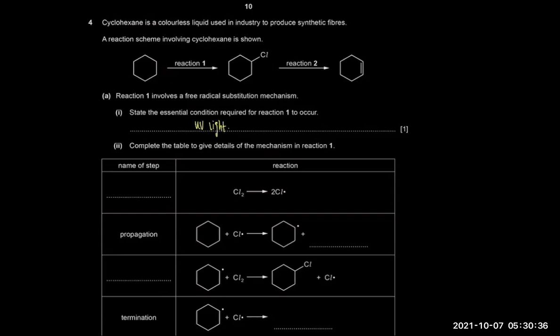So basically sunlight in the lab. Complete the table to give details of the mechanism. In the first step, when we form radicals, what's that called? Initiation. When a molecule is breaking up to form radicals. Halogen molecule to form radicals. What happens in propagation? A molecule and a radical react to form again a radical and a molecule.